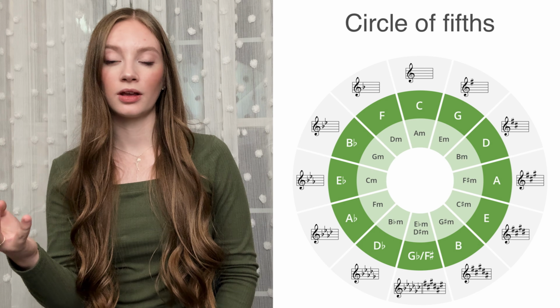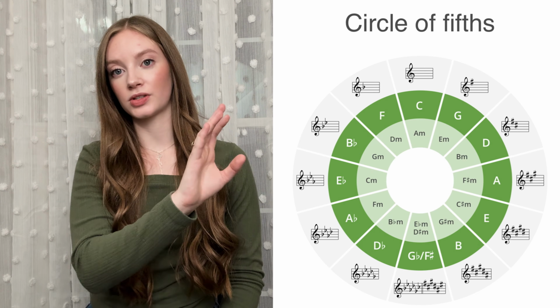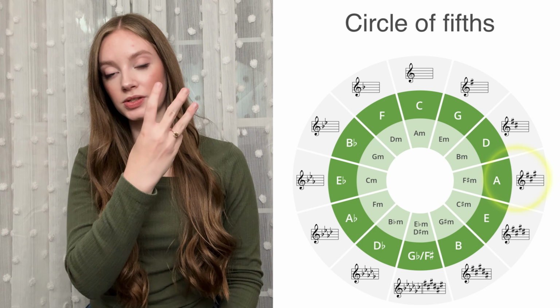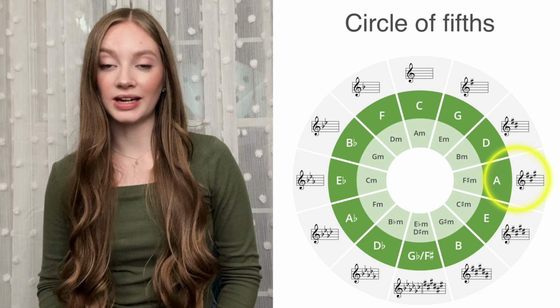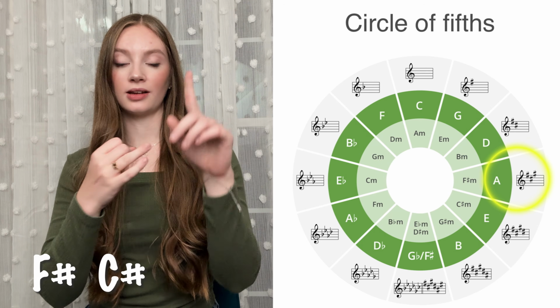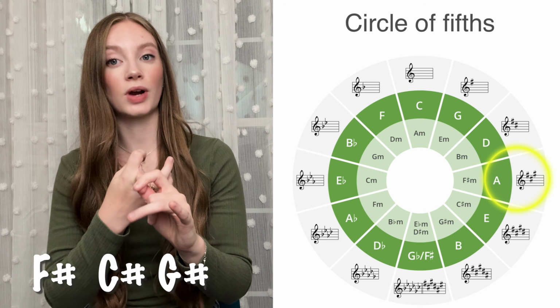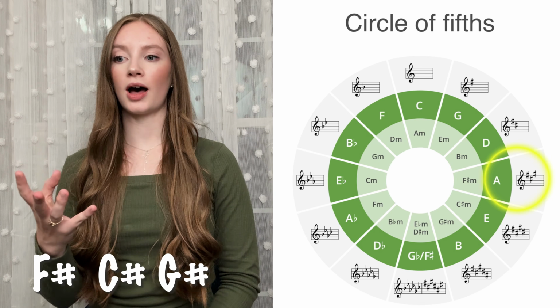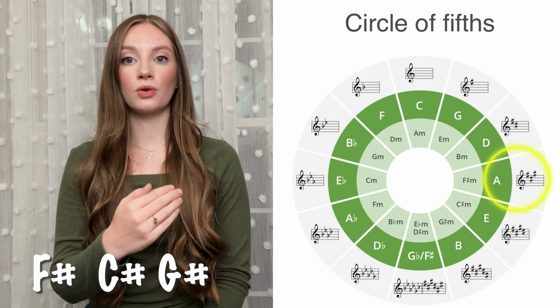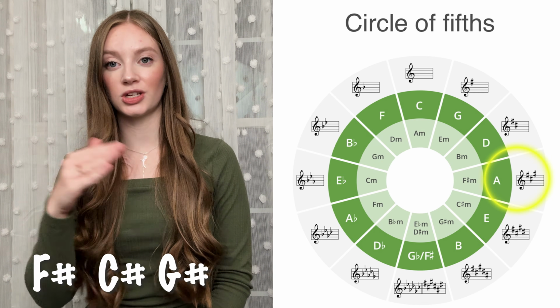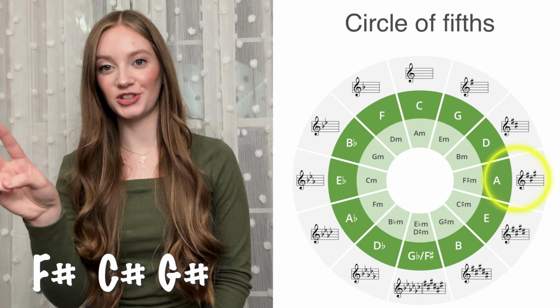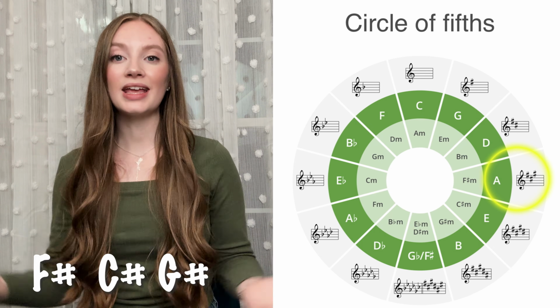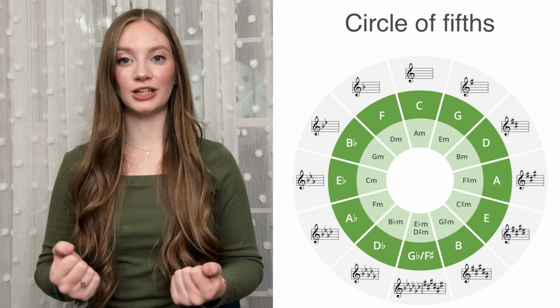So that might be confusing, but for instance, if we take the key of A, which we can see from the circle of fifths chart has 3 sharps, and we can use our acronym, fried chicken goes, so G is right below A. So that's where we're going to stop. So we're going to stop at the note that's right below our key. Fried chicken goes, F, C, G. Those are your 3 sharps in the key of A. That's what you need to know.